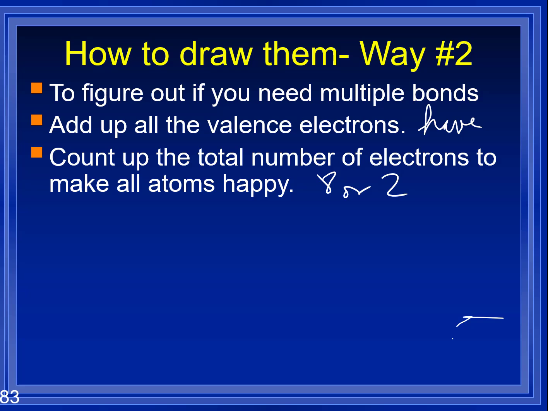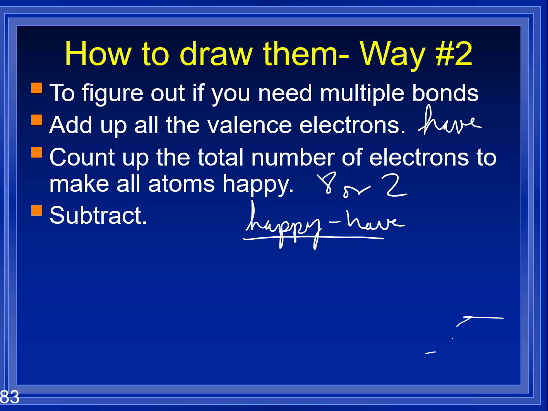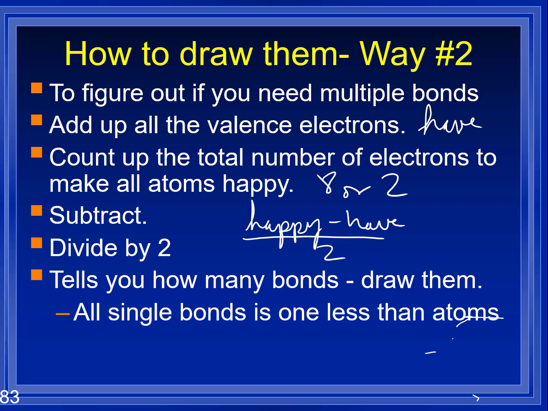Then subtract: happy minus have, because the happy number is going to be bigger than the have number. And then divide by 2. You divide by 2 because you're going to count the same electrons twice. The top number tells you how short of electrons you are, and you're going to make up that shortage with bonds, counting the same electron twice. Happy minus have divided by 2 tells you how many bonds there are.